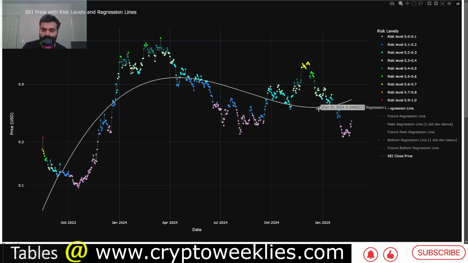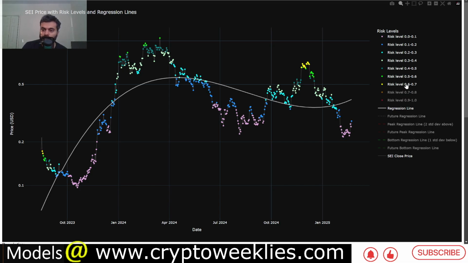Right now per this model, the fair value is in an uptrend because the price was in an uptrend for almost 3 to 4 months in late 2024. The fair value per the estimation of the polynomial regression analysis is at around 40 cents. That means right now SEI is undervalued with respect to its fair value.